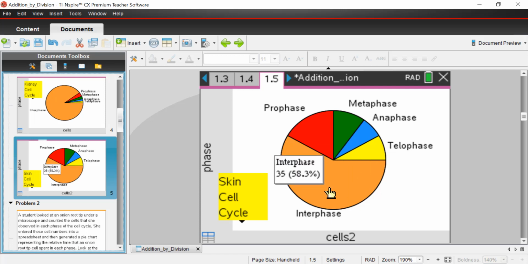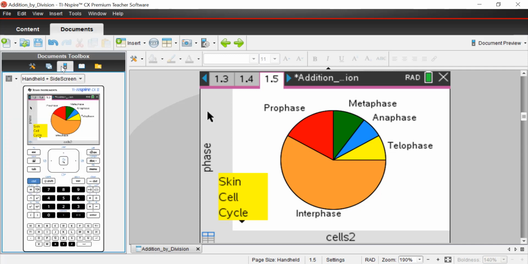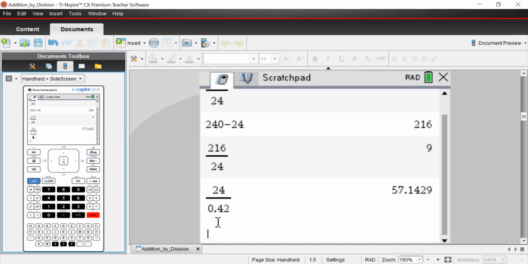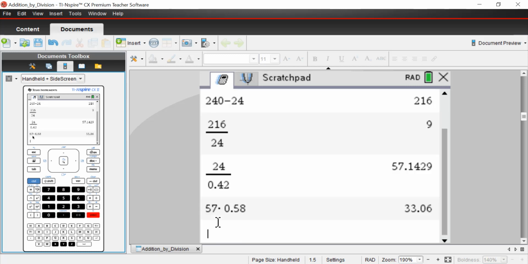But if I know that 58% of the time is spent in interphase and 42% of the time is spent in mitosis, I can go back to my calculator here, and we can pull up that calculator screen again. I know that if 24 hours takes about 0.42, which is 42%, which gives us 57 as a ratio, then I can take that 57 and multiply it times 0.58, which will give us 33 hours. And that's one way to do it, since this is a proportion, meaning that 24 hours takes 42% of the time.